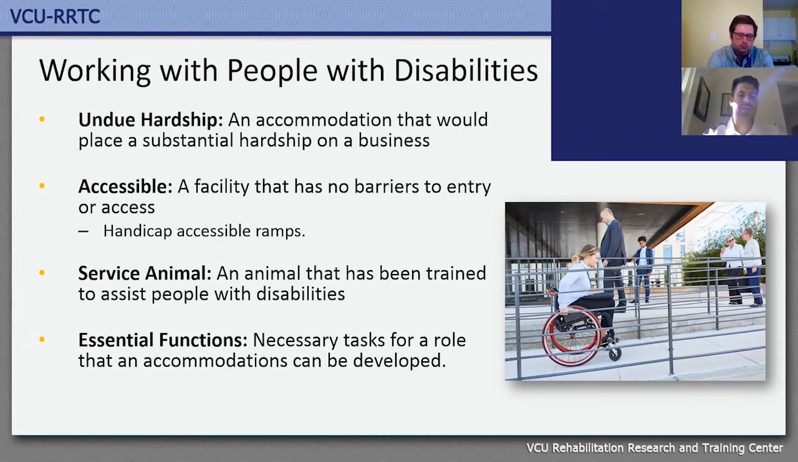Next is going to be essential functions. And these are necessary tasks for a role that an accommodation can be developed for. And as we heard earlier from Andrew about accommodations for his client to perform her essential functions in the gym.